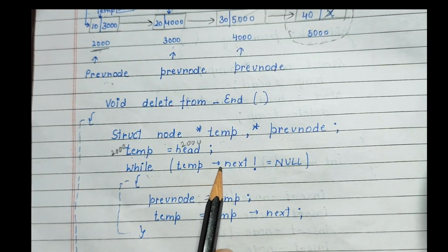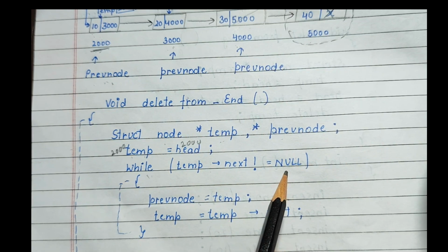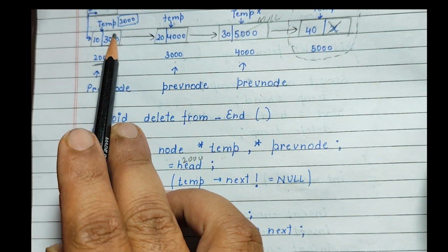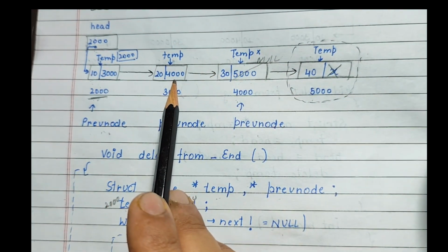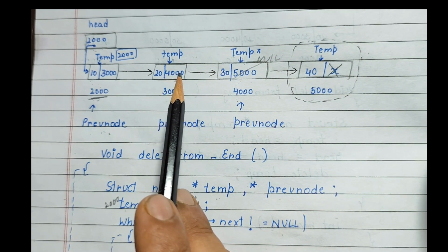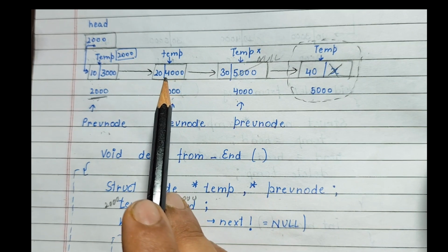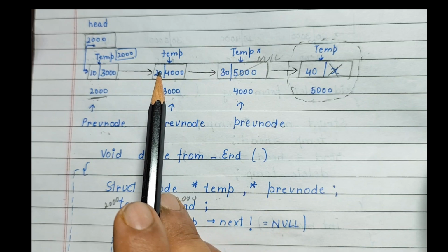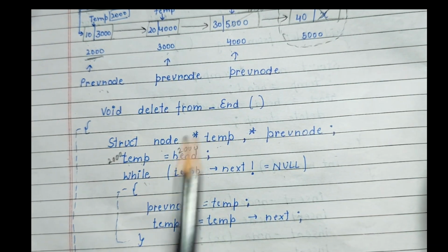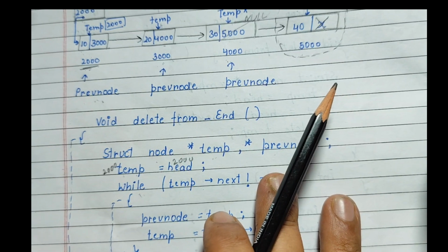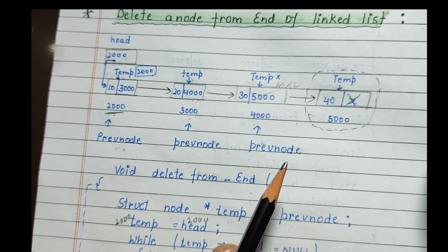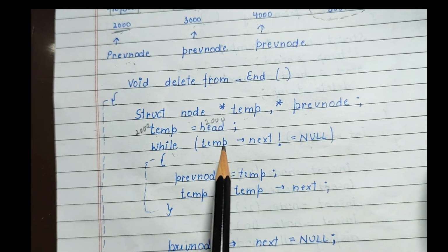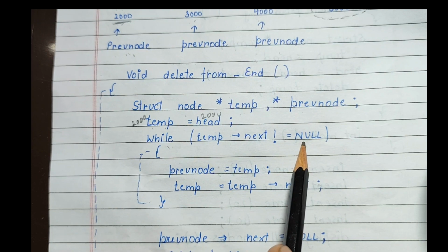And here I give the condition temp of next is not equal to null, because I have to move the temp pointer. I have to move this temp pointer until in the next pointer null is not encountered. If the null is encountered, then we stop there. So because I have to check the null value in the next pointer, that's why I give the condition here while temp of next is not equal to null.